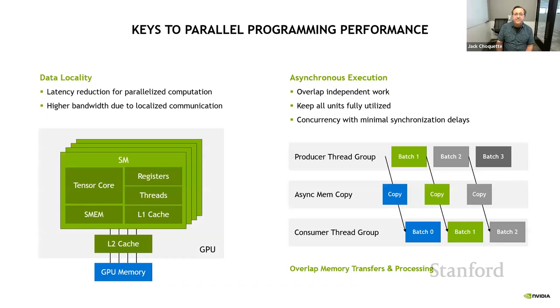So here are two key principles for achieving high performance with parallel programs. One key principle is data locality. By moving and keeping the program data as close as possible to execution units, a programmer can exploit the performance that comes from having lower latency and higher bandwidth access to local data. Another key principle is asynchronous execution. This means finding and allowing independent tasks and data movement to overlap as much as possible. The goal: keeping all the units fully utilized and avoiding serialization.